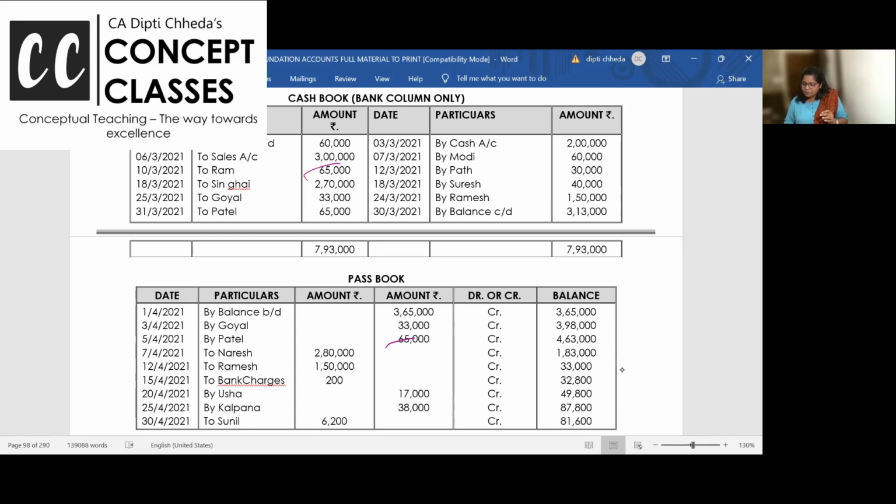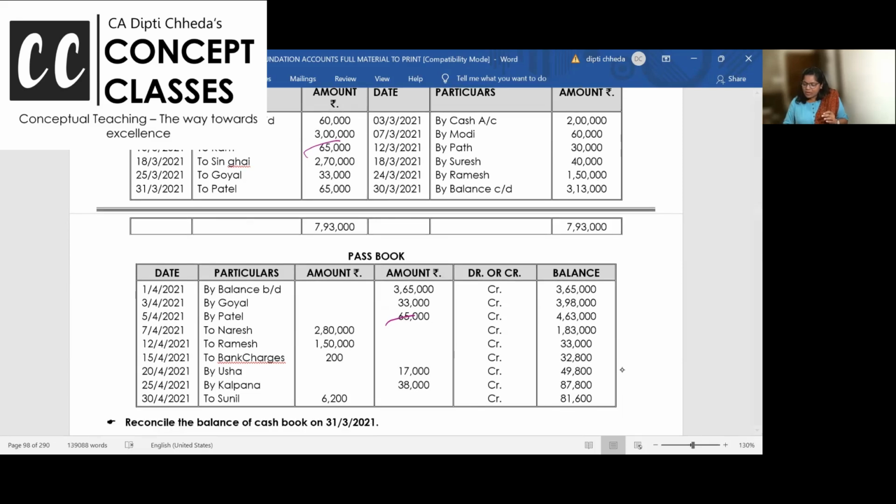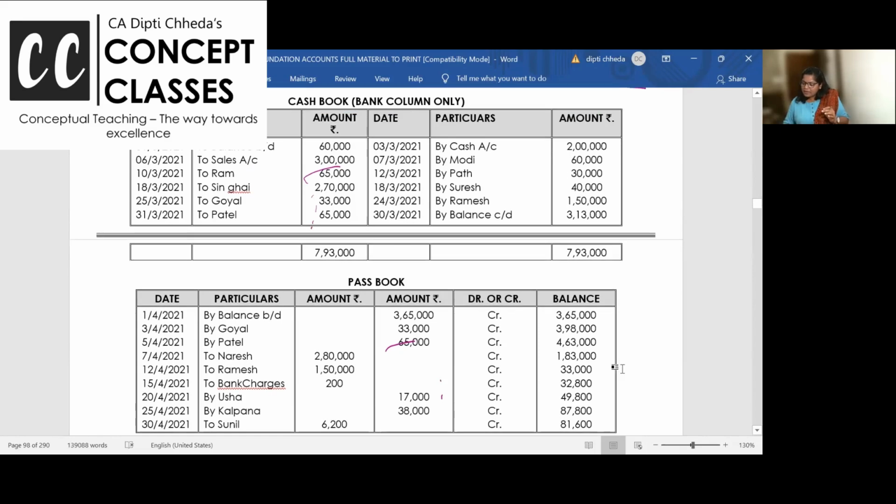33 भी नहीं है. 65 भी. So these all are not. These all items are not appearing here. Means last time only they are cleared. Now come to this side. Naresh, Ramesh. See. We issued the check to Ramesh on 24th March, but Ramesh presented and it got cleared on 12th of April.